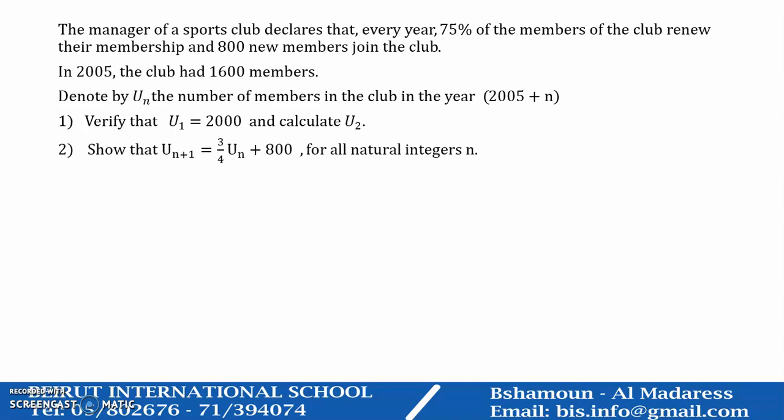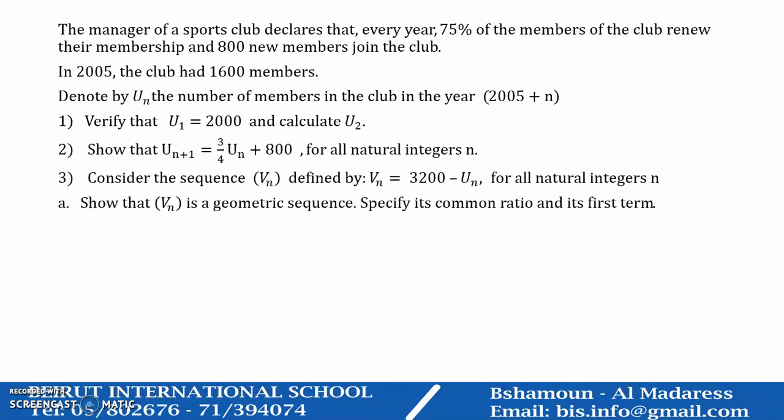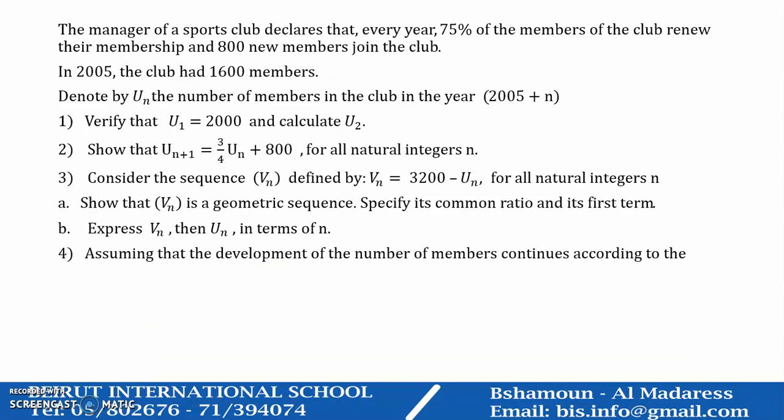The first question is to verify that U1 equals 2000 and to calculate U2. The second one is to represent Un+1 in terms of Un. The third question, they gave us a new sequence, Vn, which is equal to 3200 minus Un. And then they ask us to show that Vn is a geometric sequence whose common ratio and first term are to be determined. In part B, express Vn, which is a geometric sequence, as I said, then Un in terms of n. We use geometric sequence properties for Vn, then we can deduce Un.